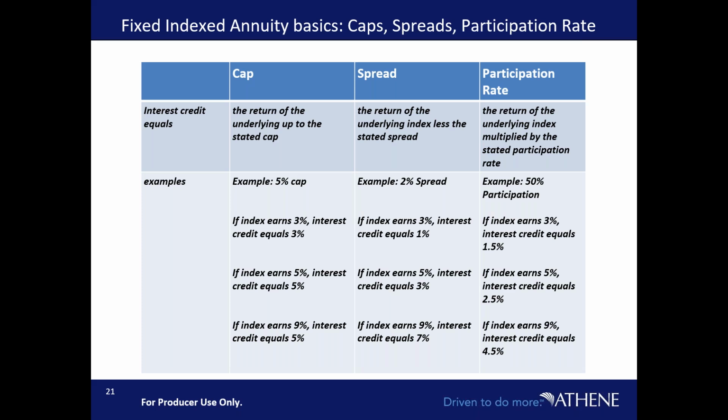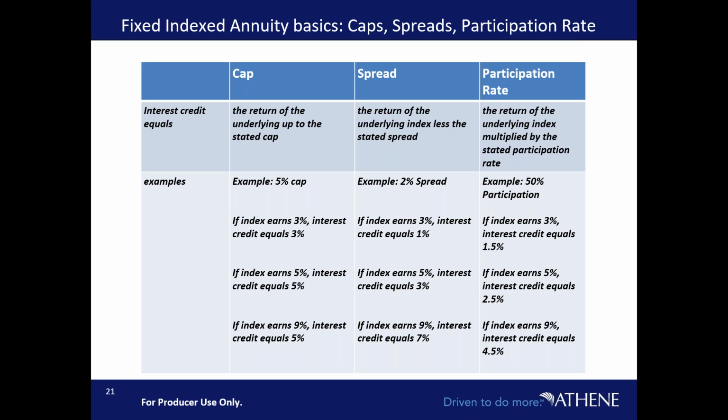And then we also have spreads. The return of the underlying index less the stated spread is how that works. So the example is, let's say we have a 2% spread. If that index returned 3% and we had a 2% spread, the client would get 1% interest. That's the 3% minus the 2% spread. If the index earned 5%, again, we take that 2% spread out. It's kind of a hurdle rate is how I like to look at it. And if there was a 2% spread and the index earned 5%, the client would earn 3%. If there was a 9% gain, 2% spread, the client would earn 7%. So that's how spreads work.